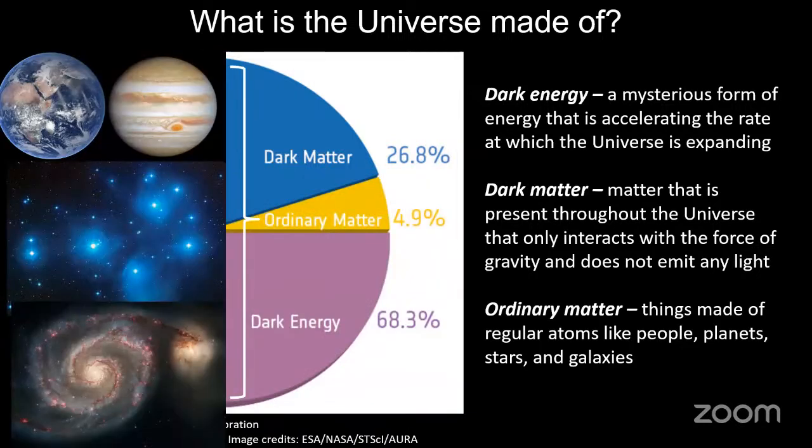And so then we get to the other just measly 5% of the energy and matter of the universe, which is what we would call ordinary matter. Things made of regular atoms, regular subatomic particles, protons, electrons, nuclei, atoms, things like people, planets, stars, galaxies.